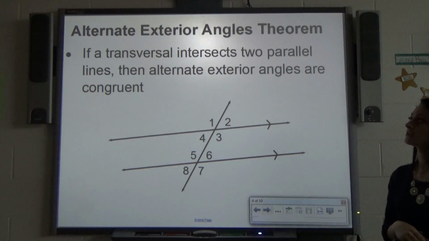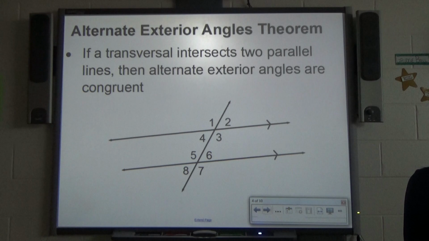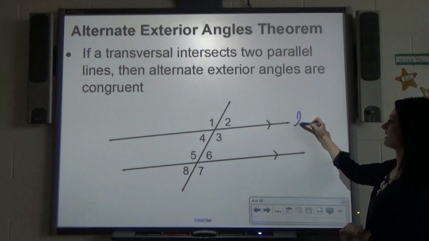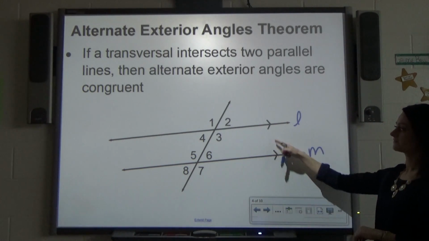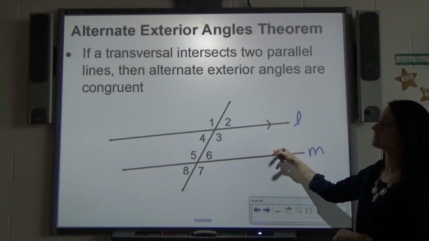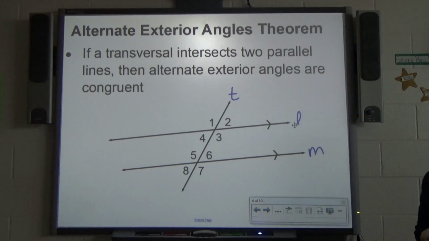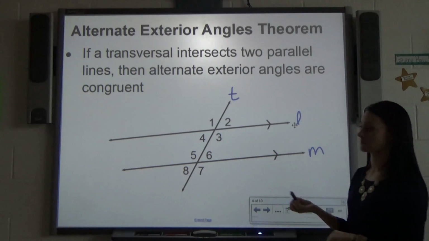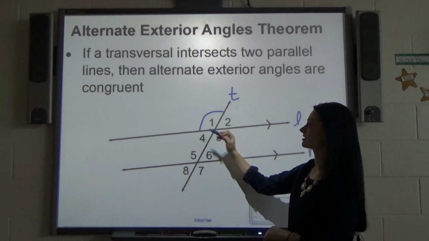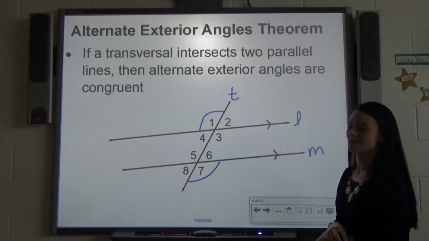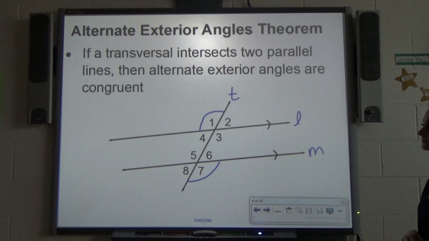The next theorem we're going to look at is alternate exterior angles. This is the same idea. So if I have two parallel lines, so here's line L and line M, these arrows tell me that they are parallel lines, and my transversal is T, then my alternate exterior angles are also congruent. So for example, if I'm talking about angle 1 would be congruent to angle 7.